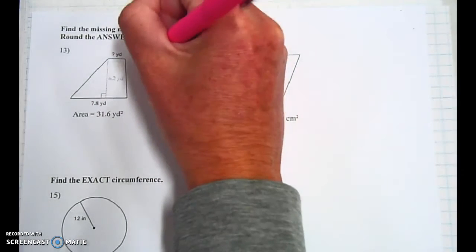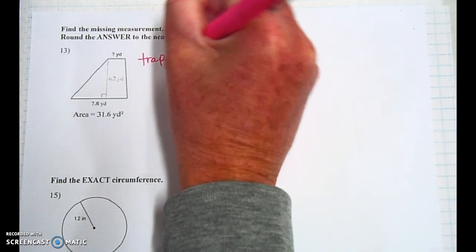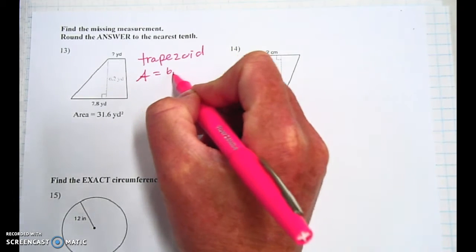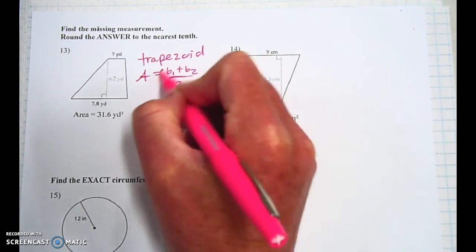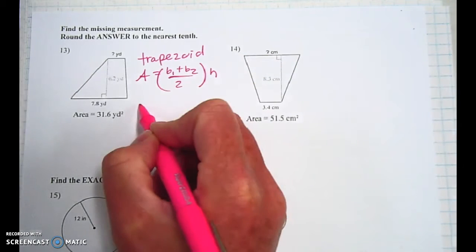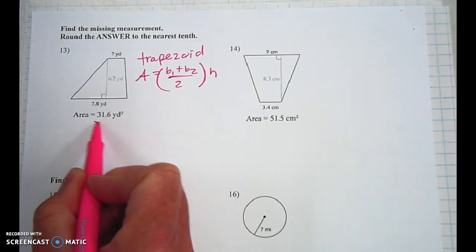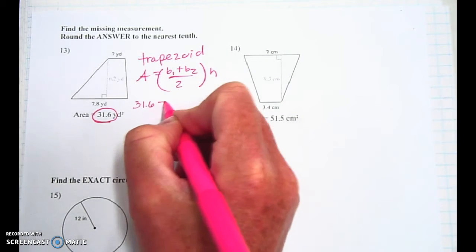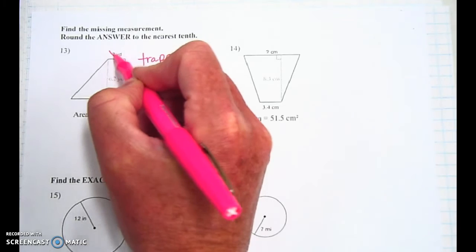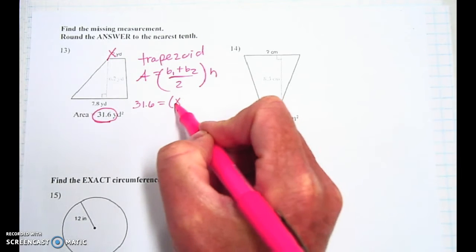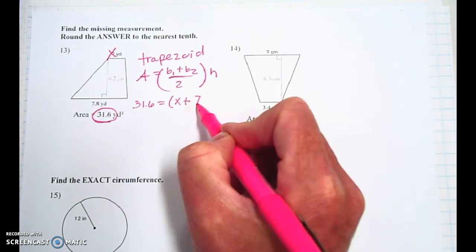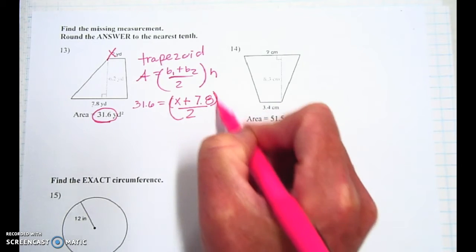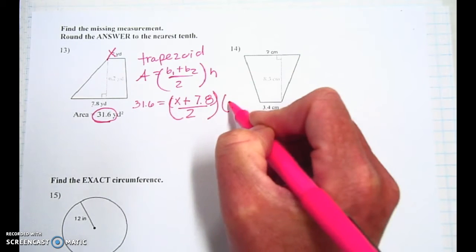So right here we've got a trapezoid. And the formula for the area of a trapezoid is base 1 plus base 2 divided by 2. And then you want to multiply that by the height. Well, in this one, they give you the area of the trapezoid, so you plug that in for A, set it equal to the two bases, but that's what's missing, so I'm going to use an X for one of them, and the 7.8 for the other, divide that by 2, and then multiply it by a height of 6.2.